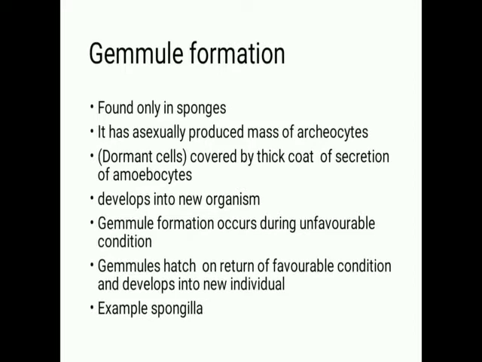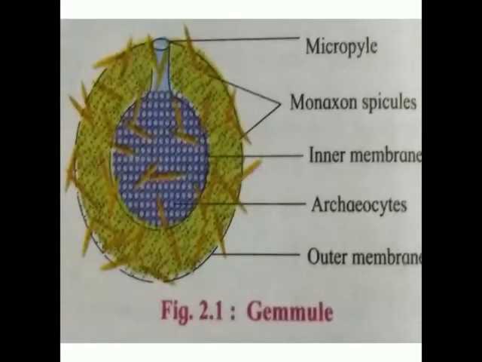See here in this diagram, the gemmule shows the presence of outer and inner layer. Inside the inner layer there is a mass of archaeocyte cells. It is blue in color and it is externally covered by a secretion of amoebocyte cells. So these gemmules are formed by these two types of cells, that is archaeocyte cells and amoebocyte cells. These gemmules develop during unfavorable condition and on return of the favorable condition they hatch into a new organism. One of the examples is spongilla.